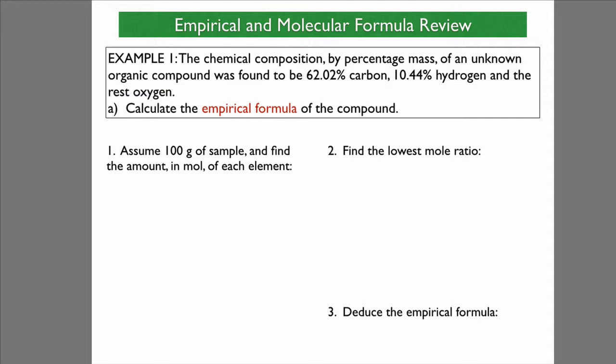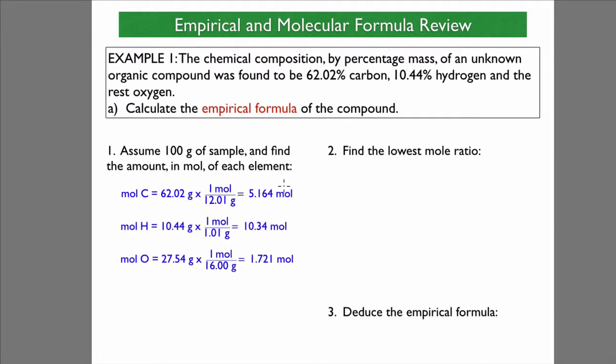First, assume 100 grams of the sample and find the amount in moles of each element. So, use a bit of the math that we learned from stoichiometry. We've got 62 grams of carbon because we know we had 62% and we know we've got 100 grams of the sample. We're going to convert this to moles using the molar mass conversion factor to get 5.164. Then do the same for hydrogen and oxygen.